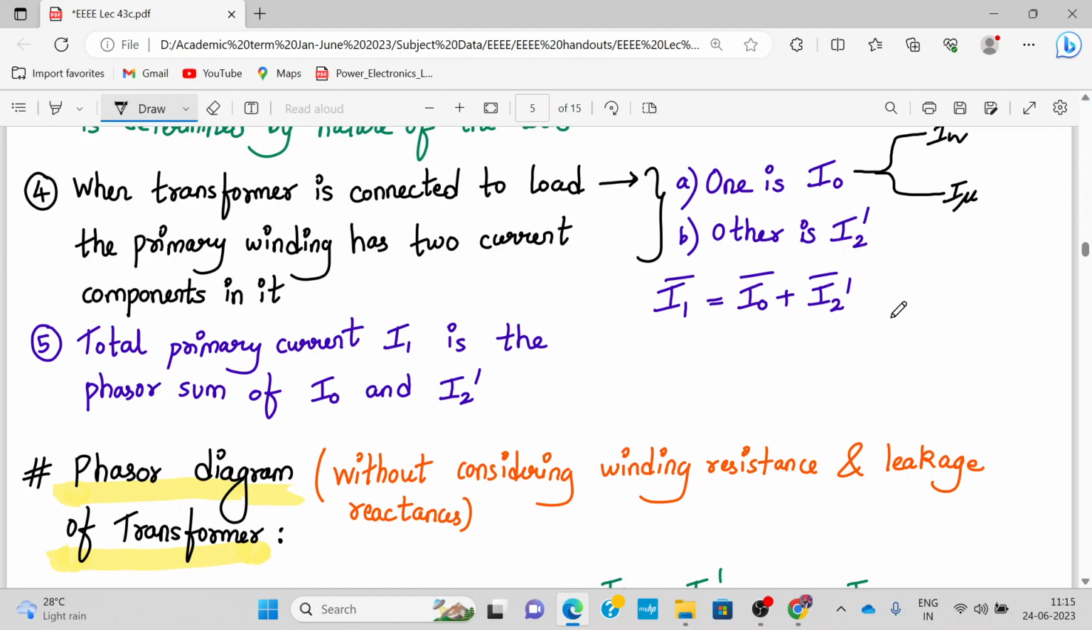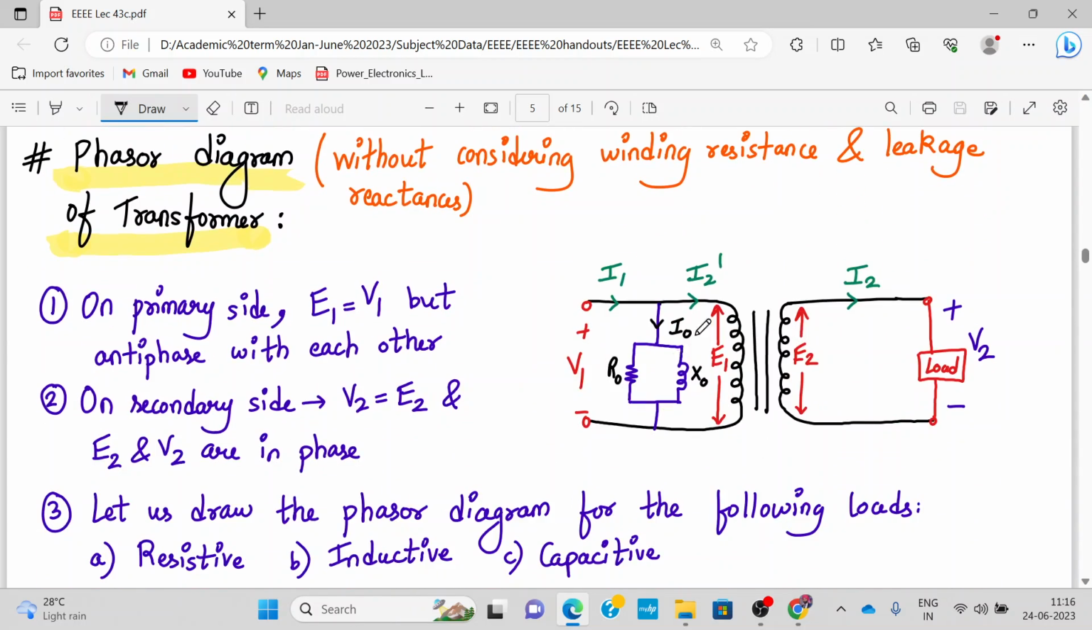Considering this in the picture, let's draw the phasor diagram of the transformer without considering winding resistance and leakage reactance. So what does that mean? We'll draw the equivalent circuit of the transformer without winding resistance and leakage reactance. So this is the circuit. We have I1, the total primary current, which is given by I0, the no load current, plus I2 dash. We have seen how this comes.